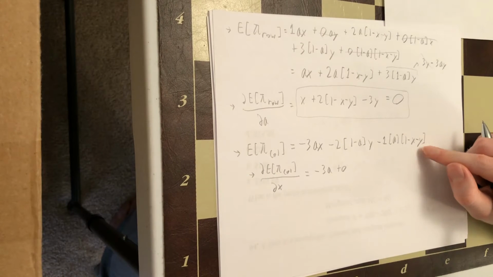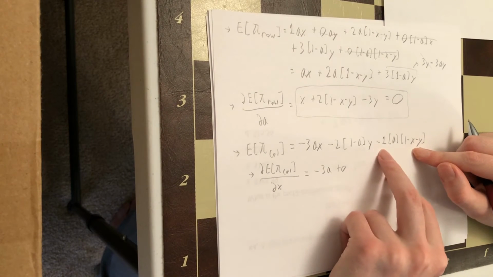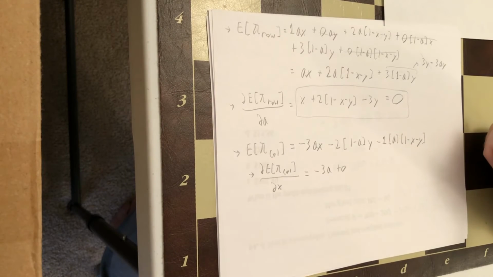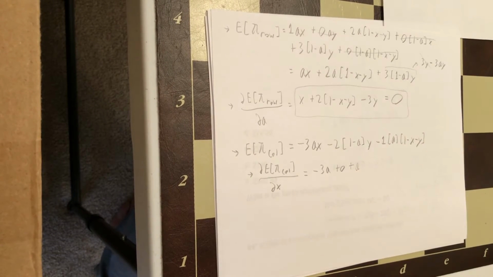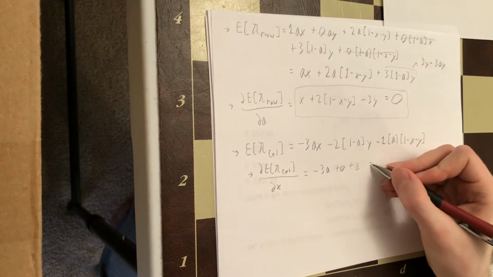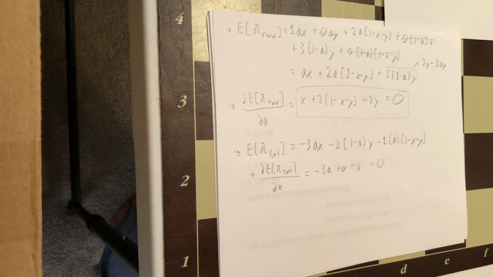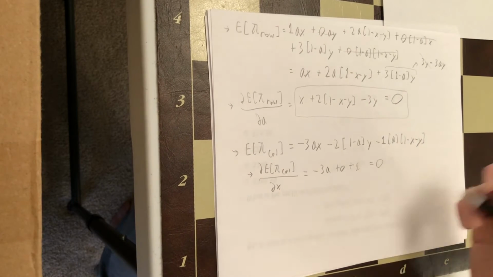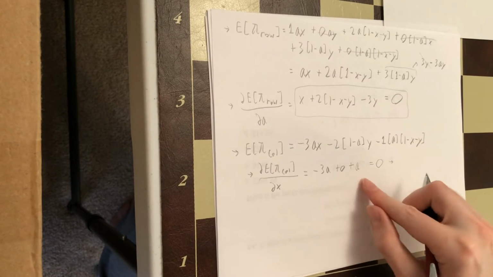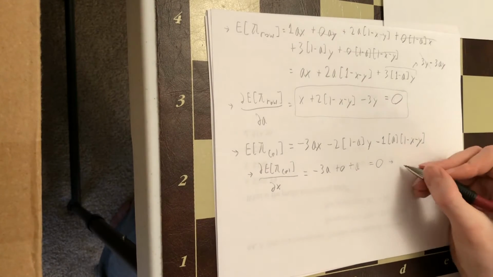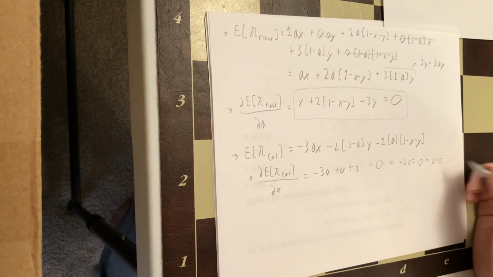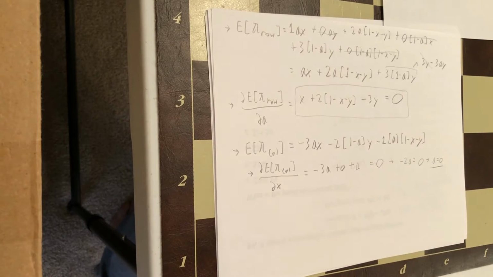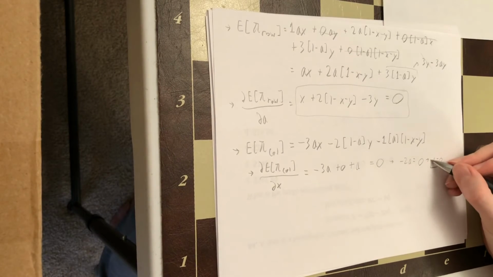This term here does have an X, so it's a minus X times minus A, so that should come out to plus A. We simplify a bit, and that's going to give us minus 2A equals 0, which means A had better equal 0. All right, now we take our partial derivative with respect to Y.